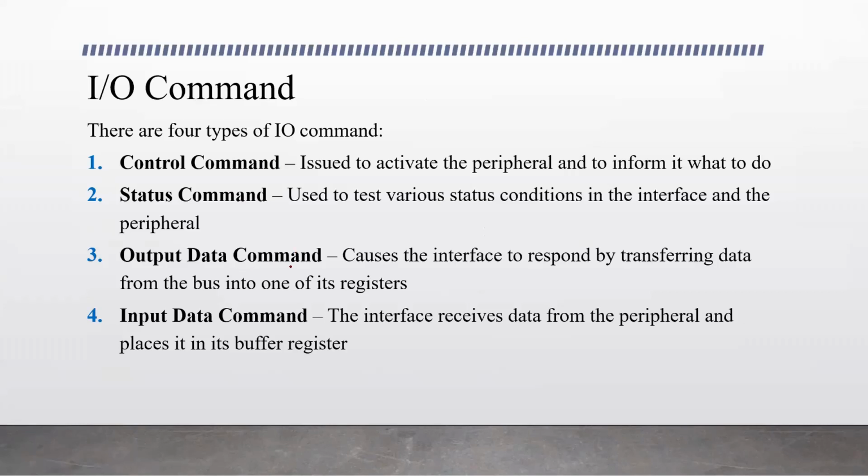The output data command from the processor is to send the output to the output device. This causes the interface to respond by transferring the data from the bus into one of its registers. To output the data from the internal system to the output device, the interface will read the data from the bus and place it in its register. And the input data command: when the command given is the input data command, the interface receives the data from the peripheral and places it in its register.